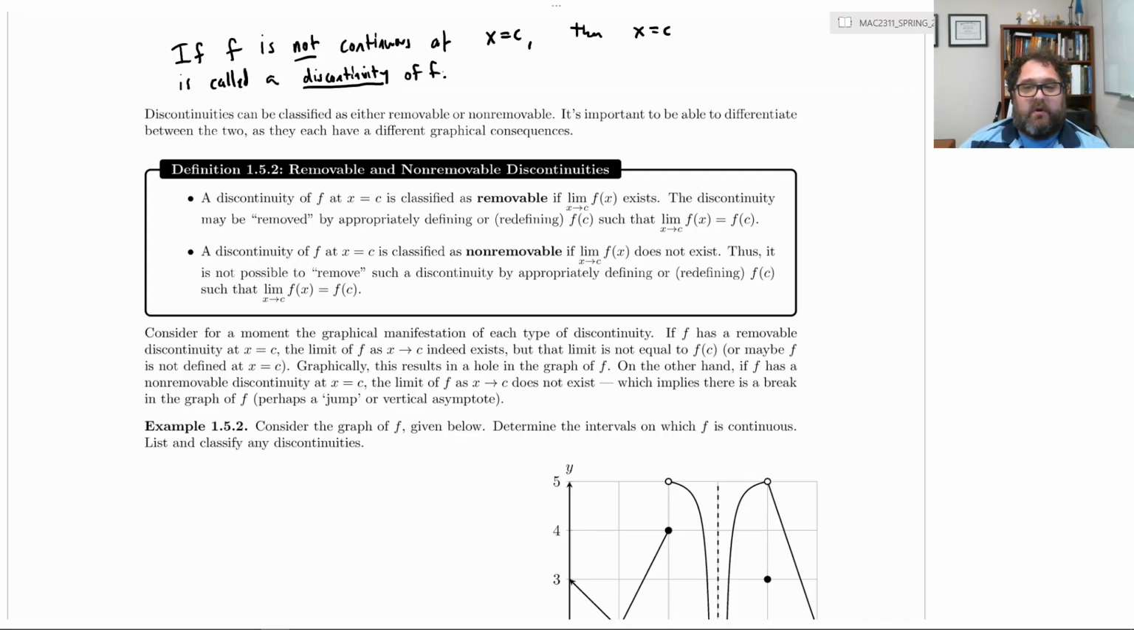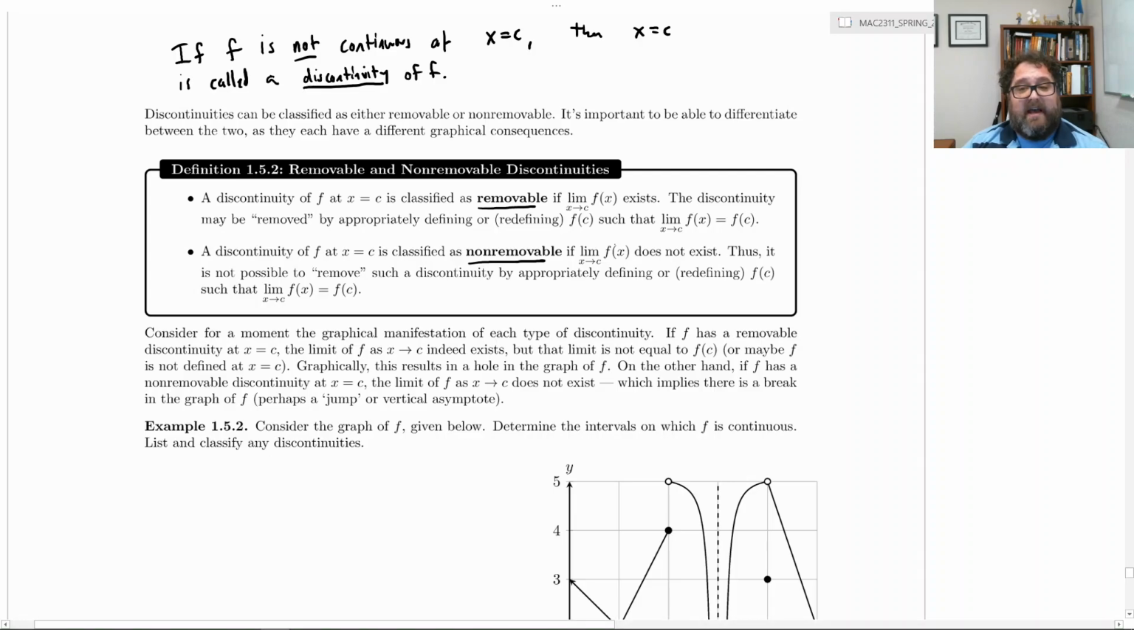If, for instance, the function is not defined at x equals 5, that's one way a function fails to be continuous. We would say x equals 5 is a discontinuity. If there's a vertical asymptote at 0, we would say 0 is a discontinuity of the function. Discontinuities come in two flavors. That's what definition 1.52 is about. They can be classified as removable or non-removable, and there's a very easy way to figure out which is which.